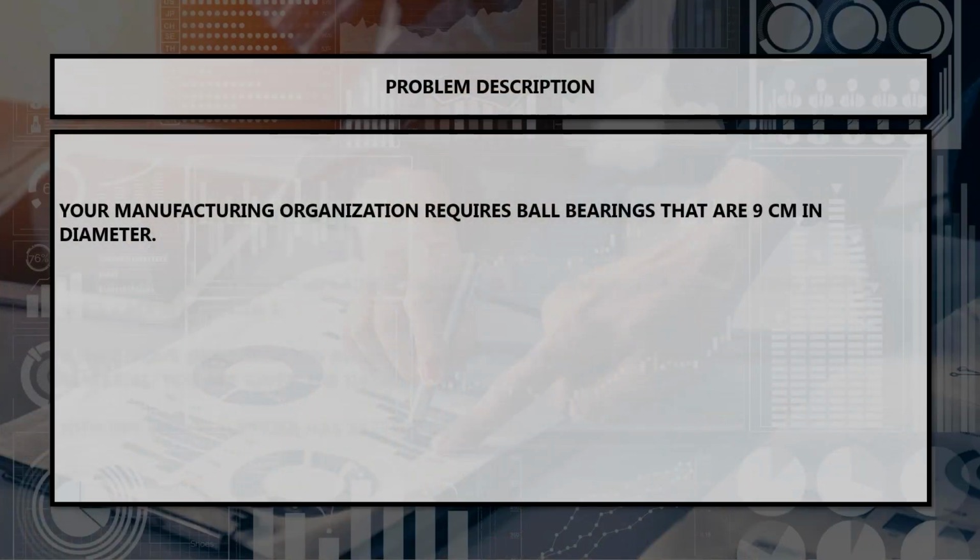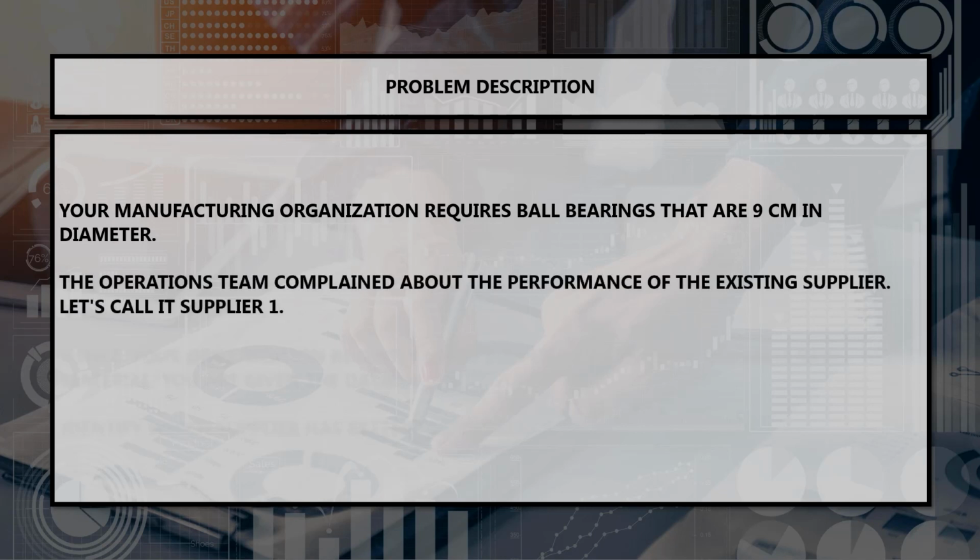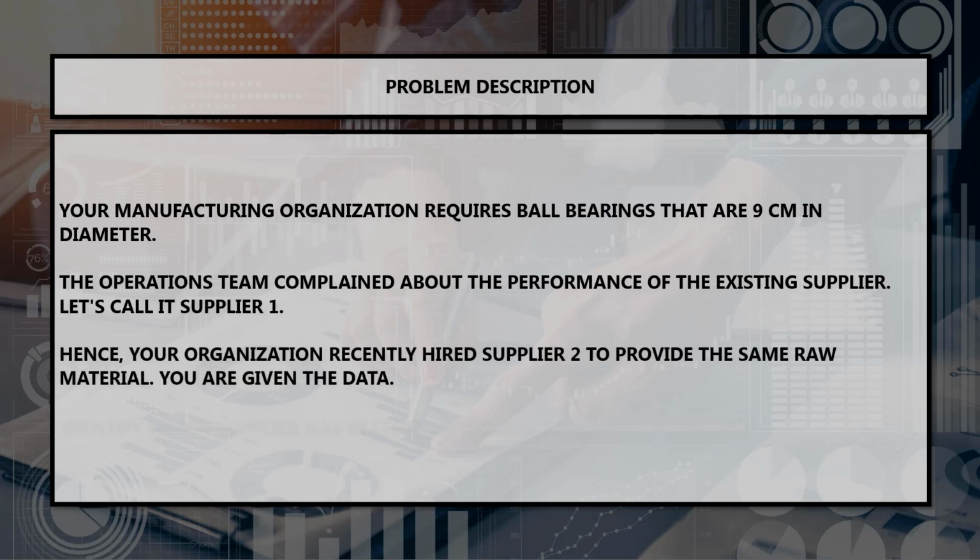Your manufacturing organization requires ball bearings that are 9 centimeters in diameter. The operations team complained about the performance of the existing supplier. Let's call it Supplier 1. Hence, your organization recently hired Supplier 2 to provide the same raw material. You are given the data. Identify which supplier has better performance. So, let's take a quick moment to create the two histograms.